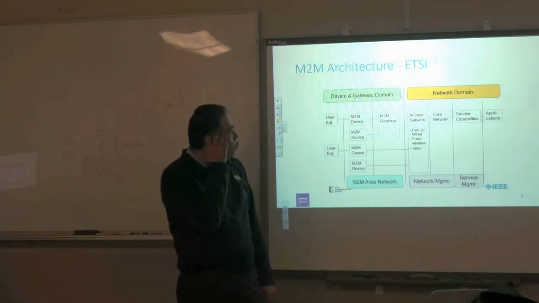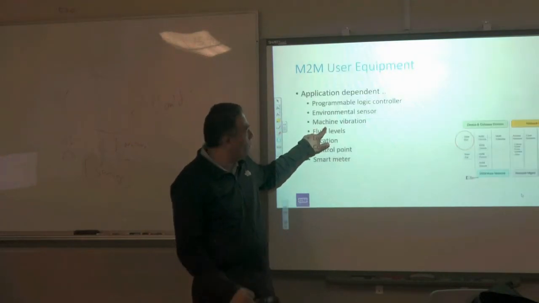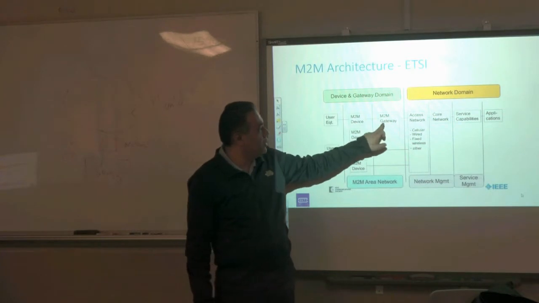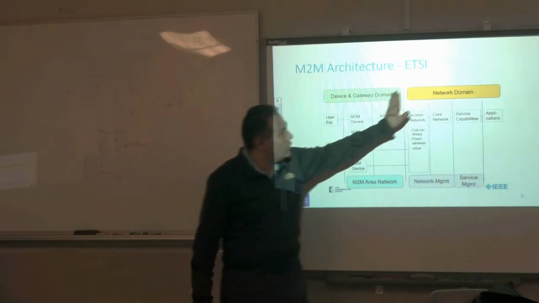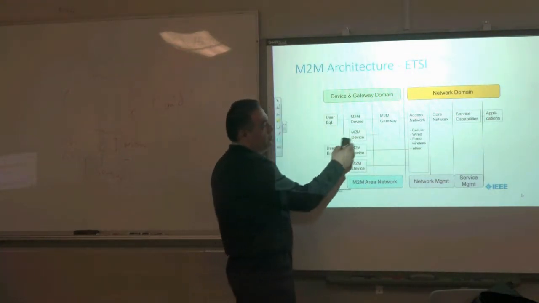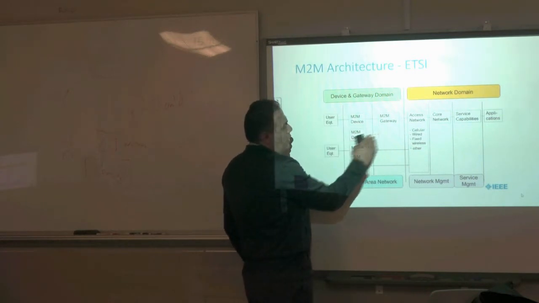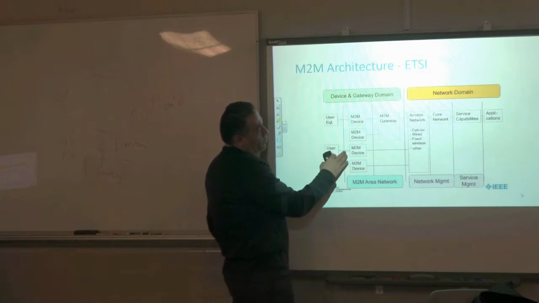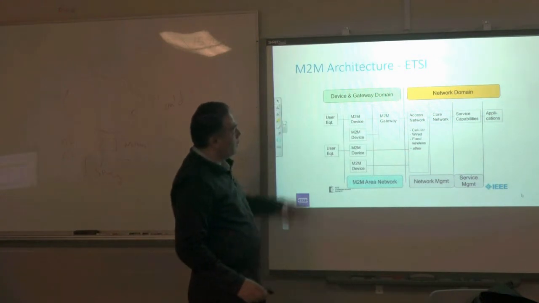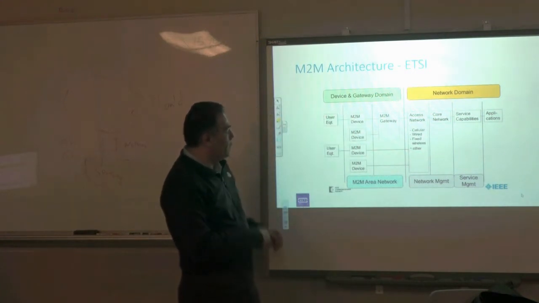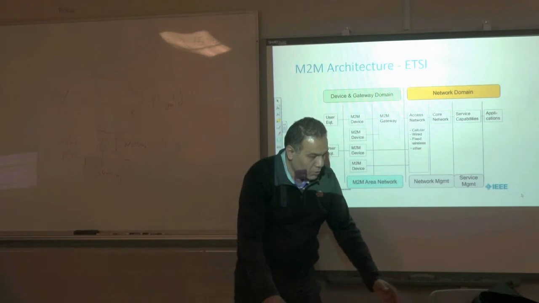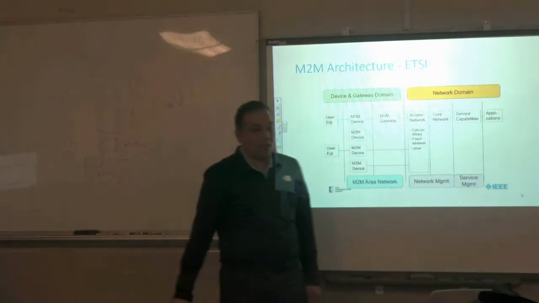Usually you have the user equipment, connected to an M2M device, and it could be connected to an M2M gateway, then connected to the network domain. Or you could have a system without a user device, but with the M2M device connected to the gateway. Or you could have user equipment connected to the M2M device without a gateway. So you could have four combinations, and this is what we call the machine-to-machine area network. That's a communication area.